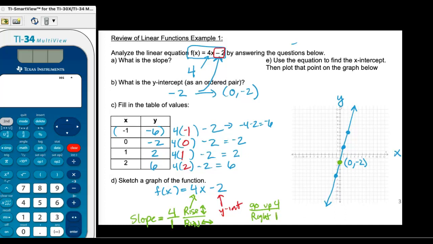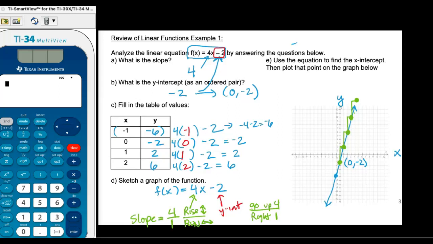And so I'm going to start at the y-intercept and I'm going to go up 4. So 1, 2, 3, 4, and right 1. And hey, I'm right at the point that I already have, which is great. So then up 4, right 1. Up 4, right 1. And I could keep going if I wanted to, but that's enough to graph the line. So that's another good method. If you like that method, then you can just use that one.